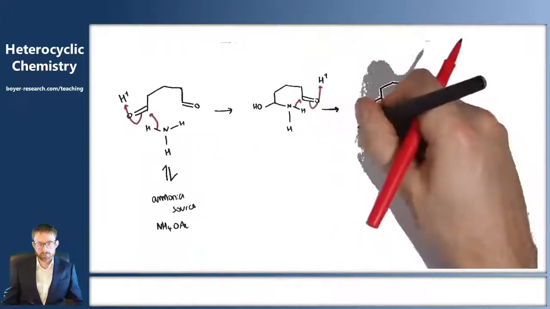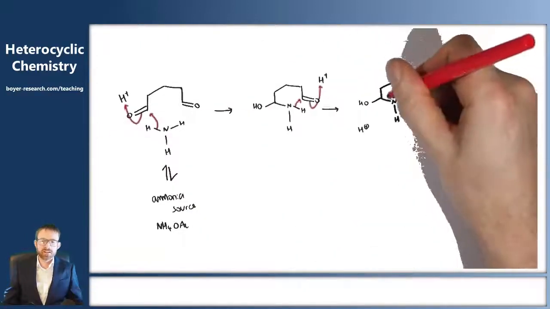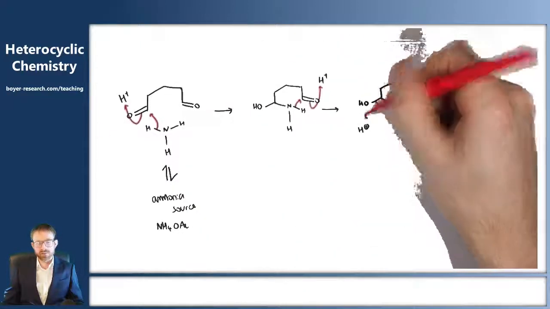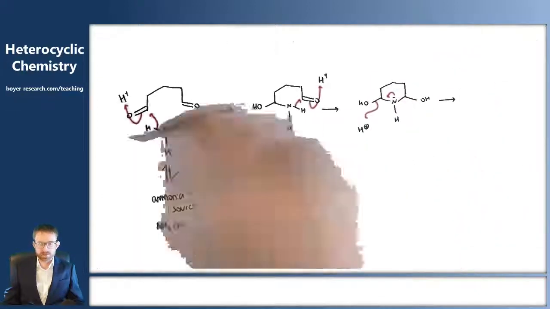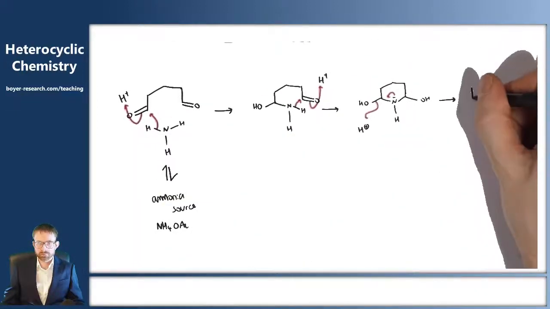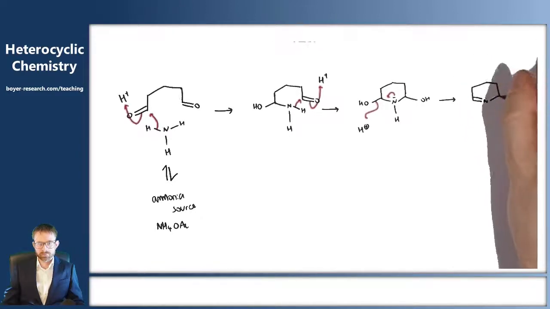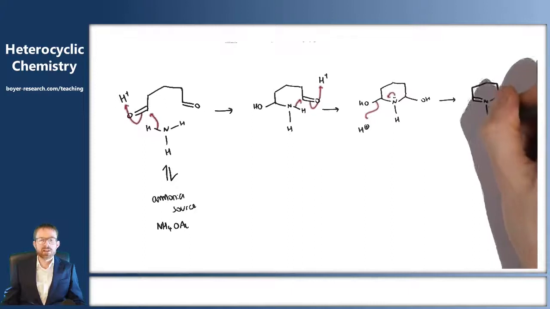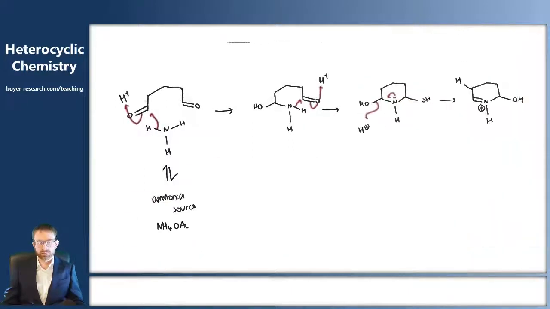And we can use the nitrogen lone pair to assist with the elimination of water. So we push the lone pair in, we lose OH promoted by H+, and then we neutralise the positive charge on the nitrogen by loss of a proton from the backbone.